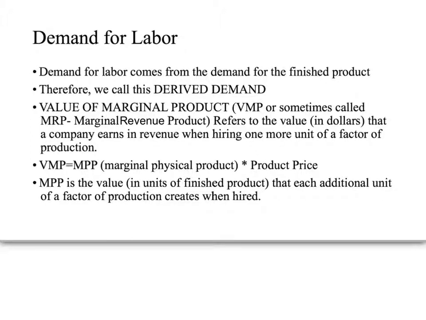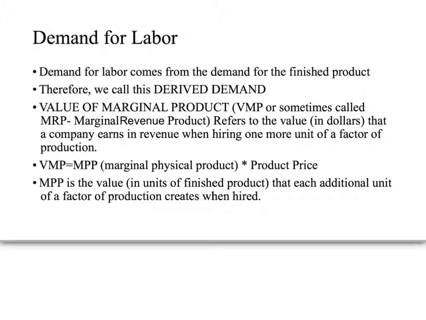Demand for labor comes from the demand for the finished product. So we often call this derived demand. What that means is if the demand for the finished product increases, the demand for workers who make that product also increases. So we say we derive demand for labor from the demand for the finished product.